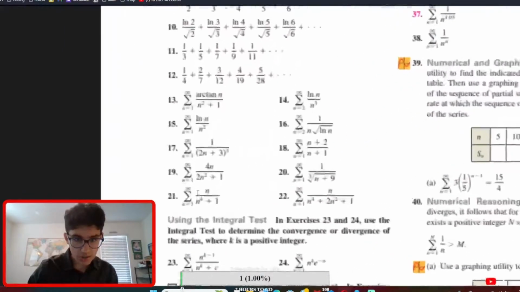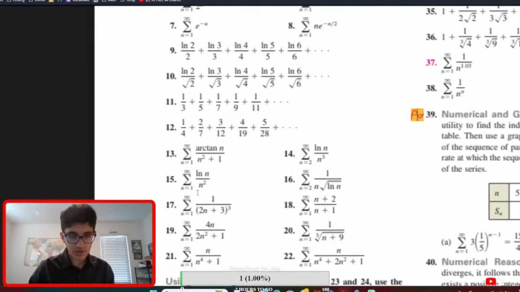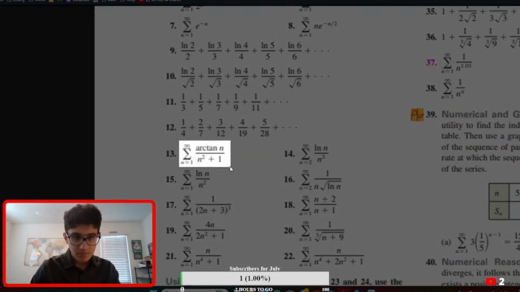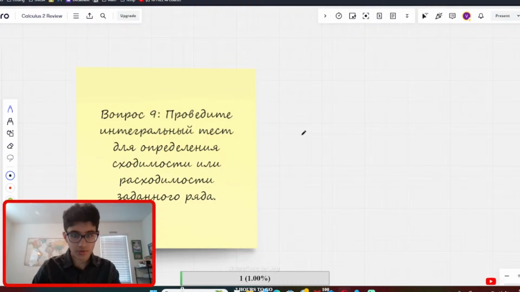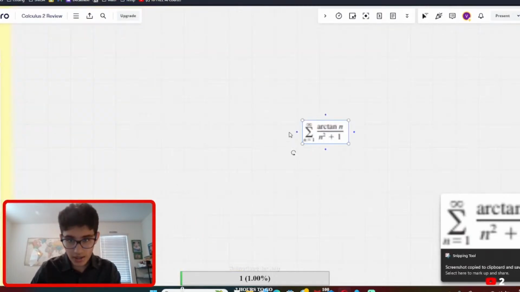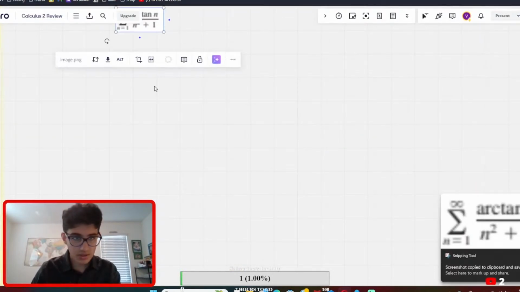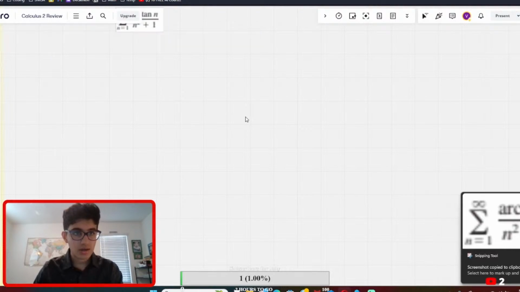Okay, let's just take a random one over here. Preferably a slightly harder one actually. Okay, this one is easy, for example. This one is kind of easy. I'll just screenshot it and take it there. We have to basically integrate it and see if the test holds, right?